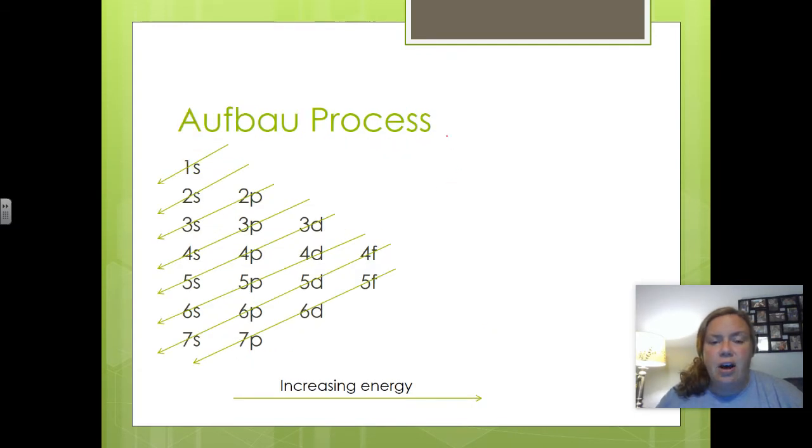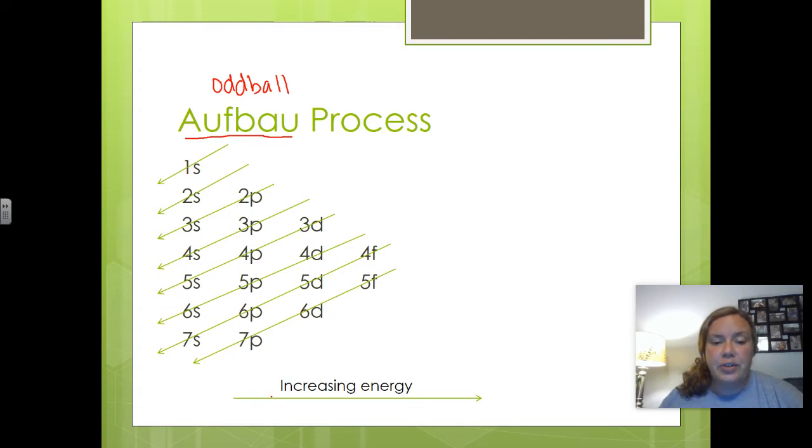Now there's something called the Aufbau process. The way that I remember this, Aufbau kind of makes me remember the term oddball. And we want to make sure that when we fill in our electron orbitals, we're not going to be oddball. So we've got to stick with the Aufbau process, meaning that we're going to fill the lowest energy levels first.